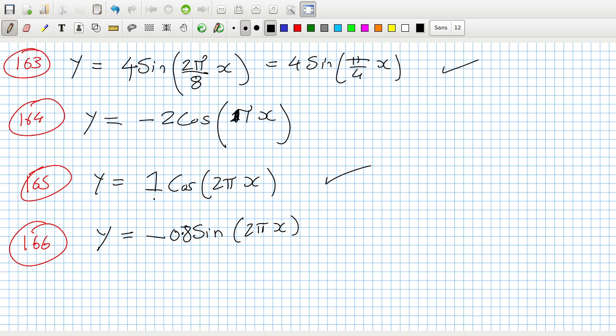Right, now for next time, for the following exercise, find A, the amplitude, B, the period, and C, the phase shift with the direction for each function. Yeah. Okay, we'll have a look at that next time. All right, hopefully that's clear. Again, sorry about the confusion with that question earlier.